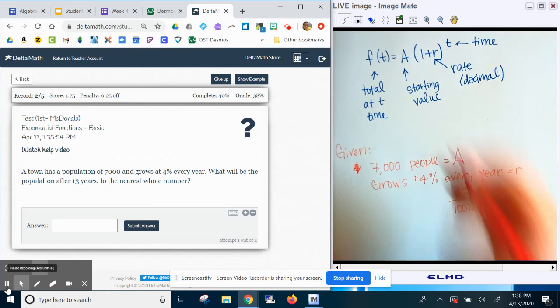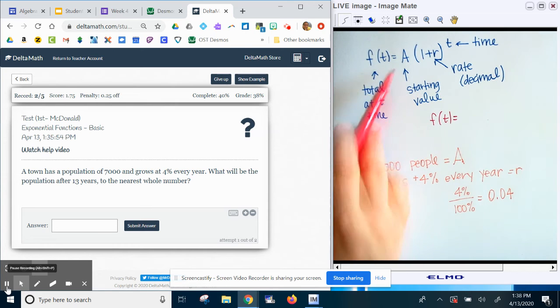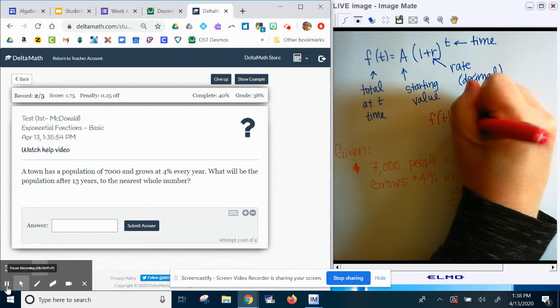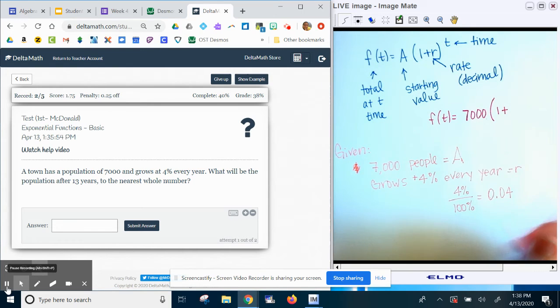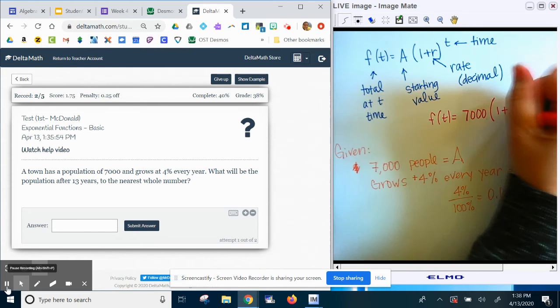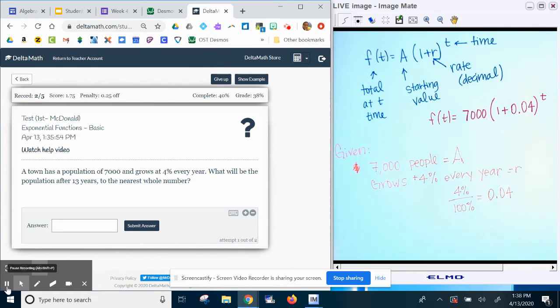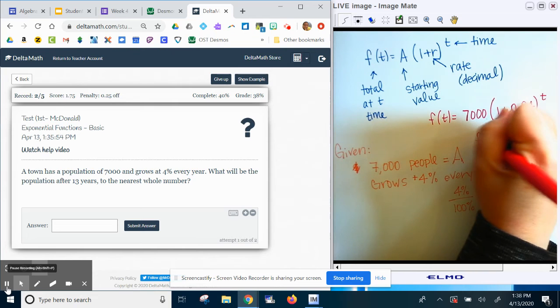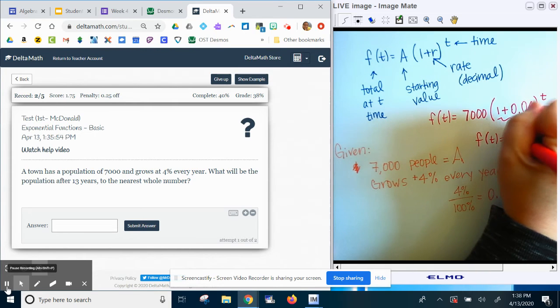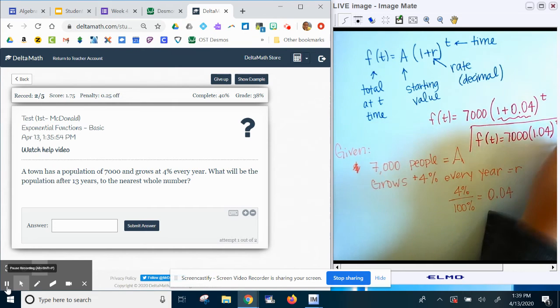So I've got f of t is equal to, instead of a, I'm going to put in 7,000. And then I've got 1 plus my rate, and my rate is 0.04, and it was positive this time. It's the power of t. I could go ahead and I could simplify this part right here. So I have f of t is equal to 7,000 times 1.04 to the power of t. So that's my final equation.